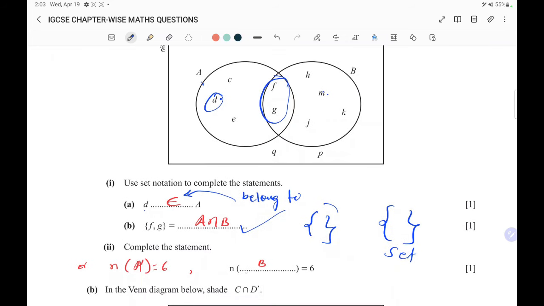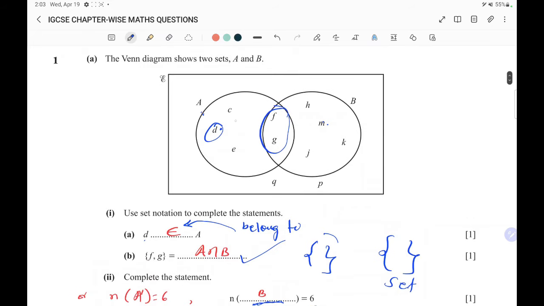Complete the statement: the number of elements of any set is blank. The number of elements of that set is 6. So now we have to check 1, 2, 3. For A I am checking 1, 2, 3, 4, 5, so for A it's not possible. Then B, F, G, 2, then 3, then 4, then 5, then 6.